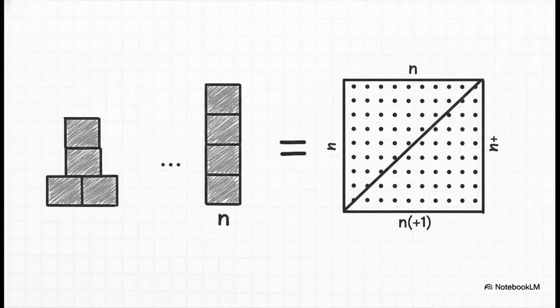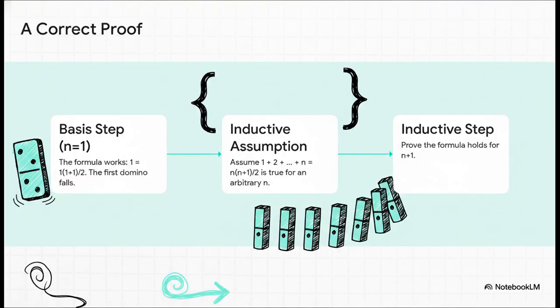We want to prove that the sum of the first n numbers, 1 plus 2 plus 3, and so on, is always equal to that formula on the right, n times n plus 1, all divided by 2. This is a huge result, and induction is the perfect tool to prove it's true for every single possible n. So let's follow the steps.